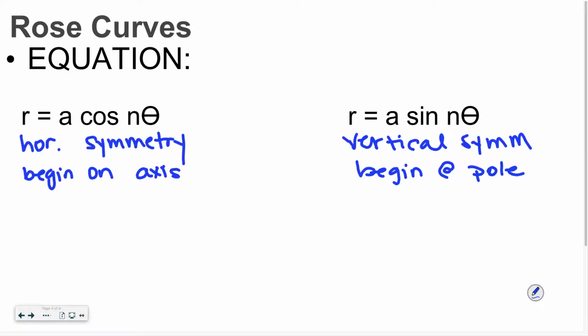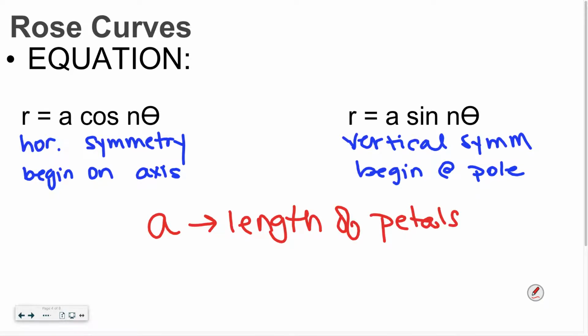Okay, let's start with a. What does a help us figure out? Max height. Okay, since we are talking about what we call rose curves, they look like flowers, right? What are we going to call those loops? Petals. Okay, so a, we're going to call the length of our petals. When I ask you for max r value, okay, that's what Riley just said. When I ask you for max r value, it's going to be the length of the petals. Okay? n.